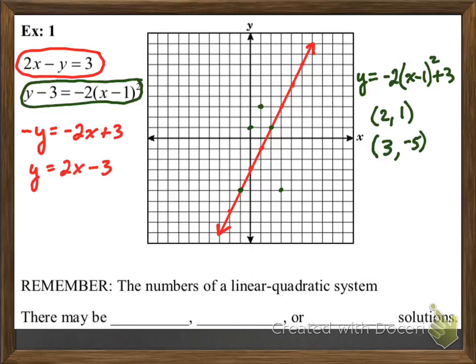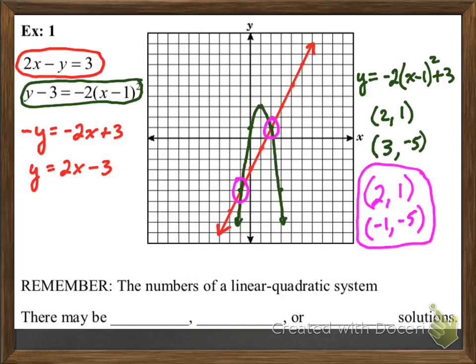So sketching the curve, you're going to have a parabola that looks like this. And we have 2 intersection points. One is right here, and the other is right over here. Those 2 coordinates are (2, 1) and (negative 1, negative 5). Therefore, those are the solutions to this problem.